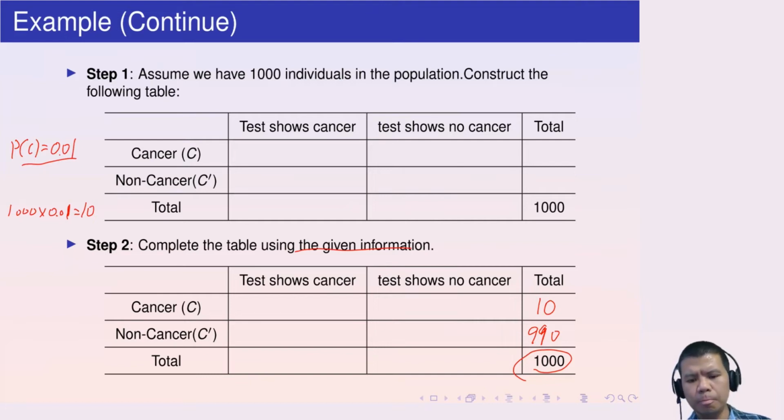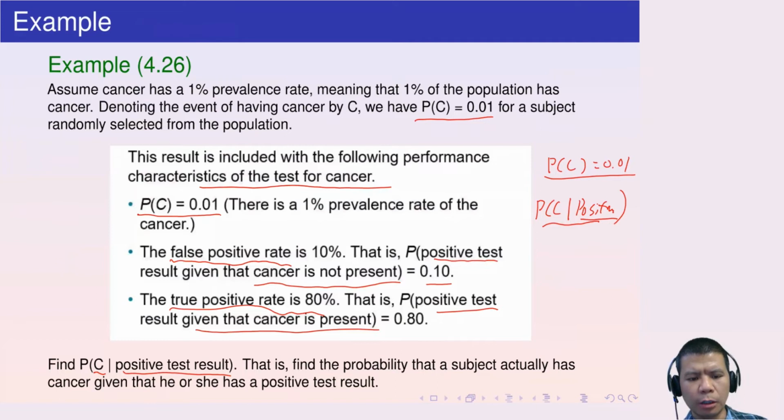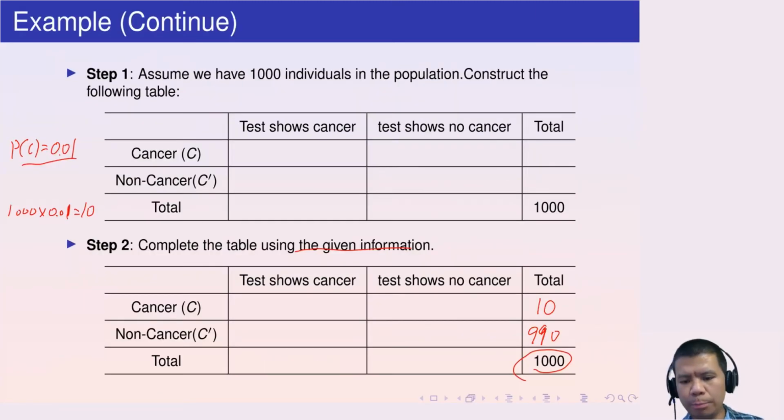Now, we say that there's a false positive rate of 10%. False positive means cancer is not present, and then the positive test result is 10%. So that is to say, among the individuals without cancer, that's 990 of them, 10% will have a positive test result. So 990 times 0.1, that's 99, right? So 99 of them will show a positive test result.